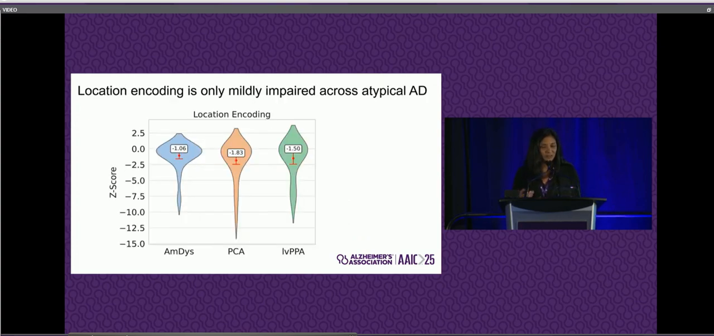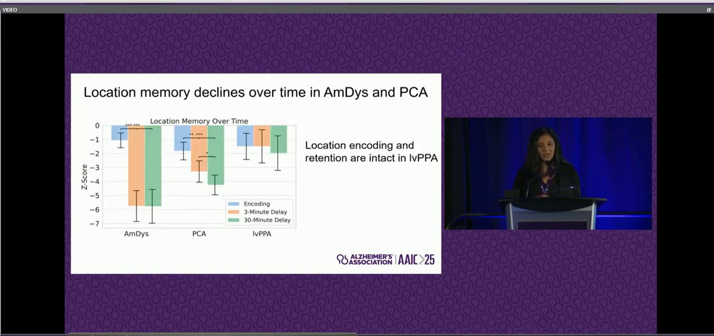Now, what about location memory? So we found actually that location encoding was only mildly impaired across each syndrome, and comparably so. However, when we measured location memory over time, we found that this declines in the amnestic dysexecutive and PCA groups in particular. If you focus on the first cluster of bars, you can see that by 3 minutes, the amnestic dysexecutive group showed markedly reduced memory for locations, which was consistent after a 30-minute delay.